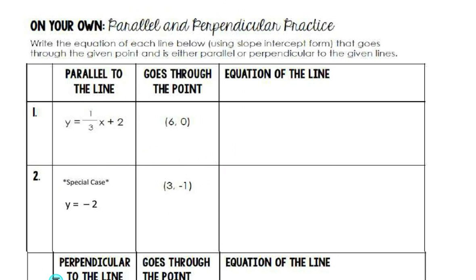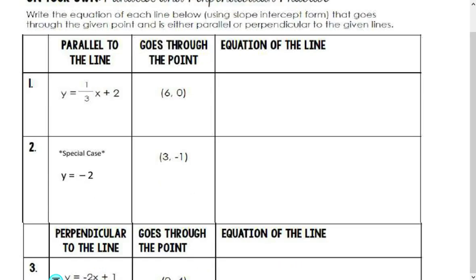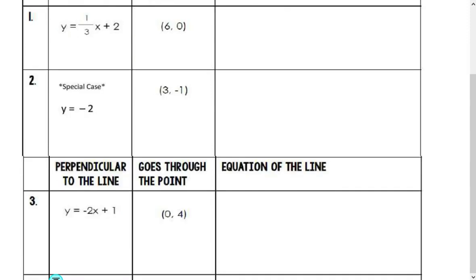On this last one, I want you guys to actually practice on your own. The only two I'm going to go over are number 2 and number 5. The rest y'all are going to figure out on your own, and then you're going to come show me your work so I can check it. Parallel to this line, goes through this point, find your equation. But I am going to go over the special cases with you, our horizontal and vertical lines.